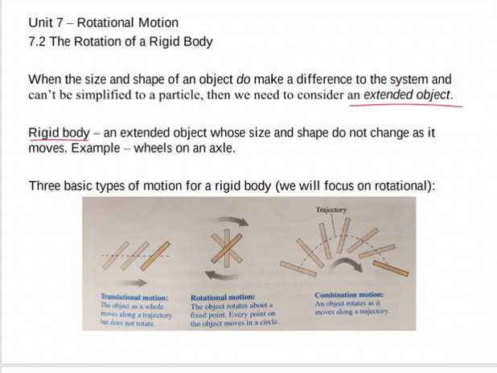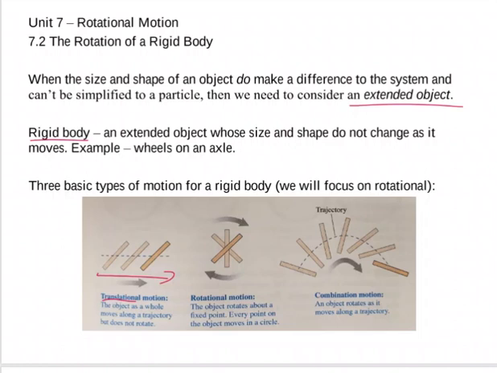It could be translating without rotation. Like if I hold a stapler or a pencil, it's just pushing through the medium that it's in, but it's not turning in any way. It's not rotating. It's not spinning. It's just moving through. Rotational motion would be where the object is not translating, but it is turning.